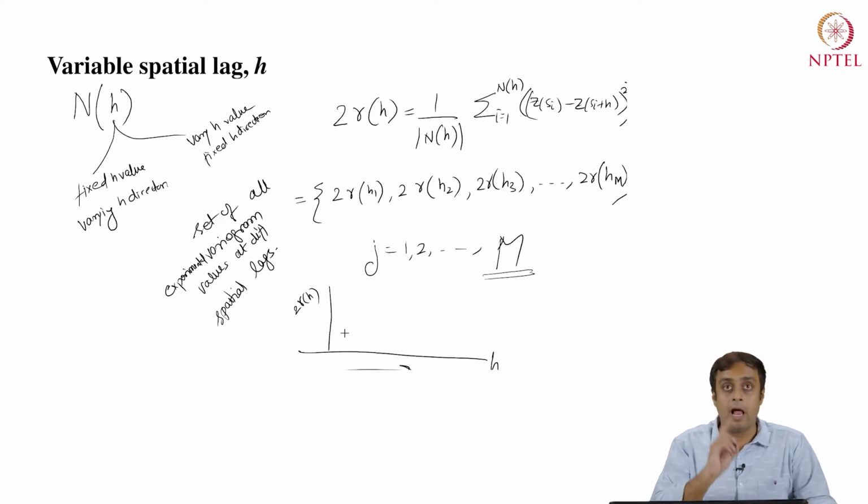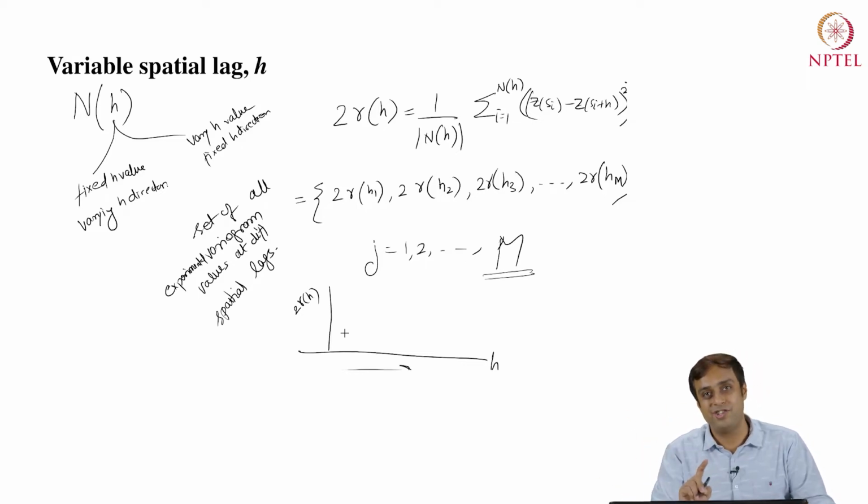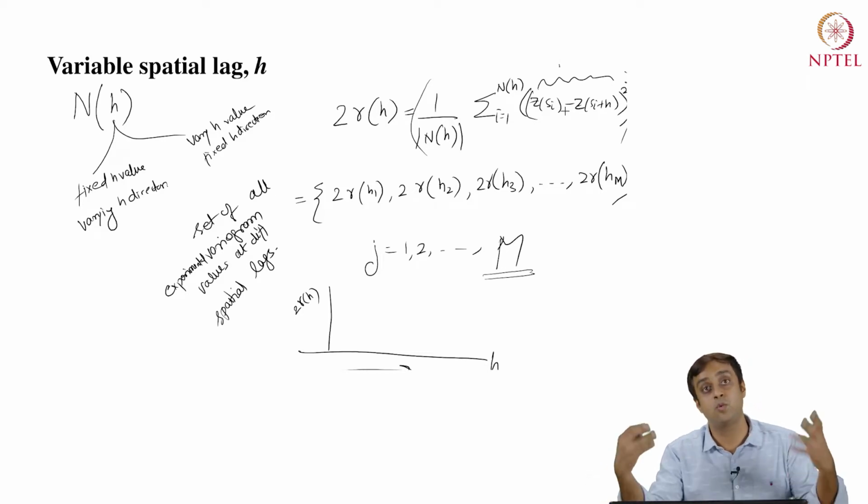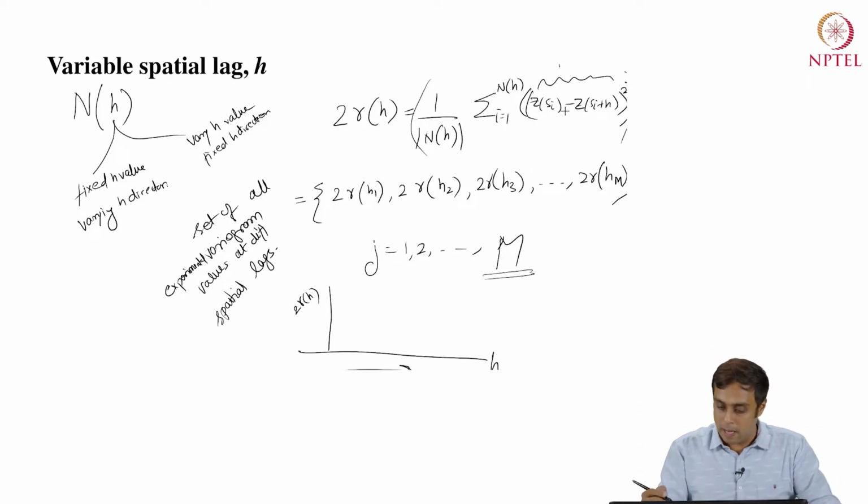Remember, the cloud is different from 2 gamma h. 2 gamma h is a unique value. The cloud is a collection of all these zi minus zi plus h squared values. Okay. So then we will be able to figure out what these values are at different values of h. Okay. All right.